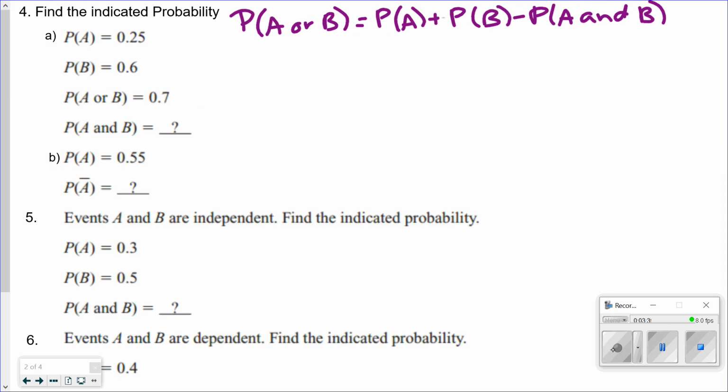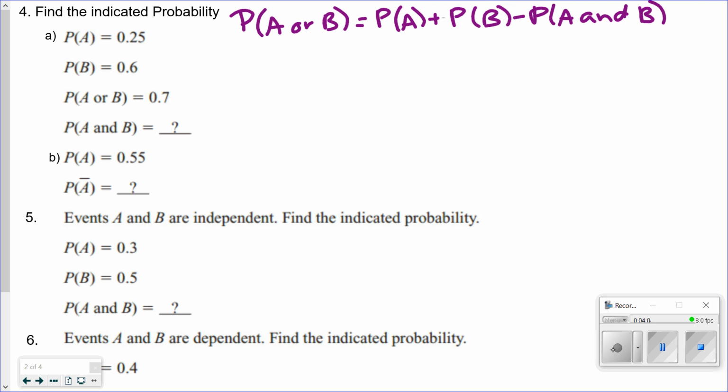Number 4, find the indicated probability. If we look at A, we have the probability of event A, the probability of event B, the probability of event A or B, and we need to find the probability of event A and B. So we're going to use our OR equation, which is the probability of A plus the probability of B minus the probability of A and B.